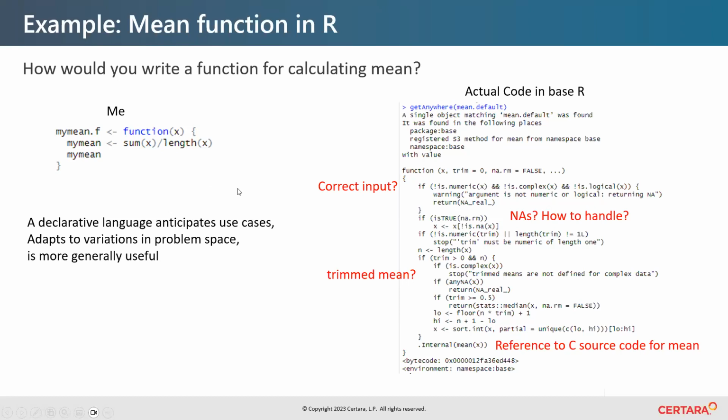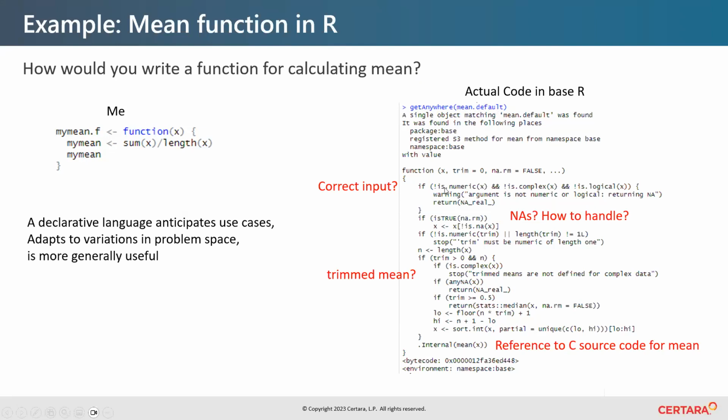When you look at a declarative language, what it does is it tries to anticipate use cases and adapts to variations in the problem space. And in the end it is more generally useful across a large number of use cases. If we look at the actual code for mean in R, which you can do by this getAnywhere mean.default function here, you see that the mean does more than what I imagined.